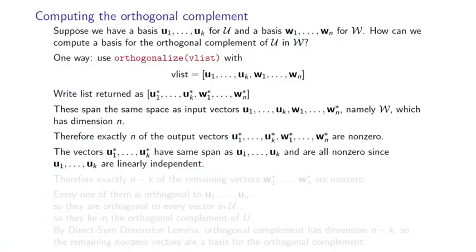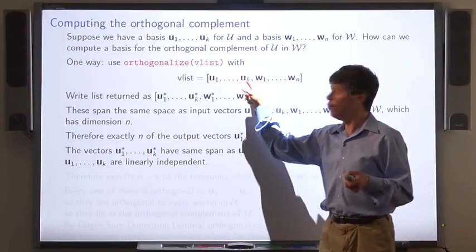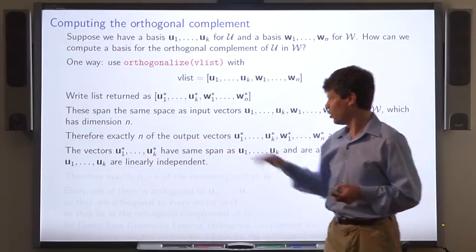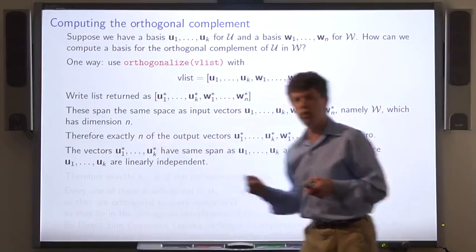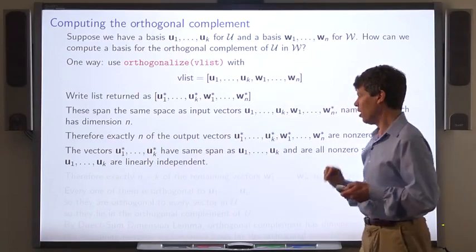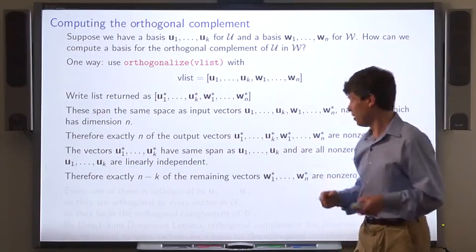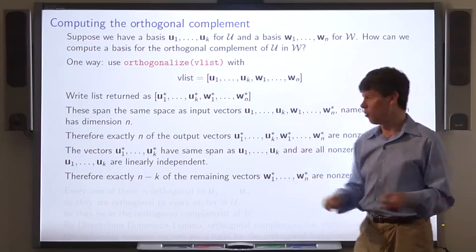Now, the vectors u1 star through uk star span exactly the same space as the input vectors u1 through uk. And they are all non-zero vectors because u1 through uk are linearly independent. They form a basis for big U. So they account for k. So u1 star through uk star account for k non-zero vectors in the output. So exactly n minus k of the remaining output vectors, w1 star through wn star, are non-zero.